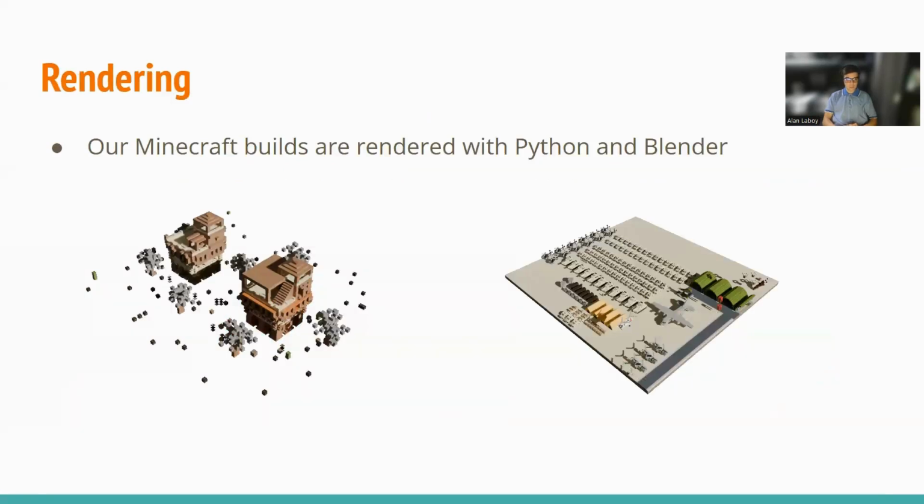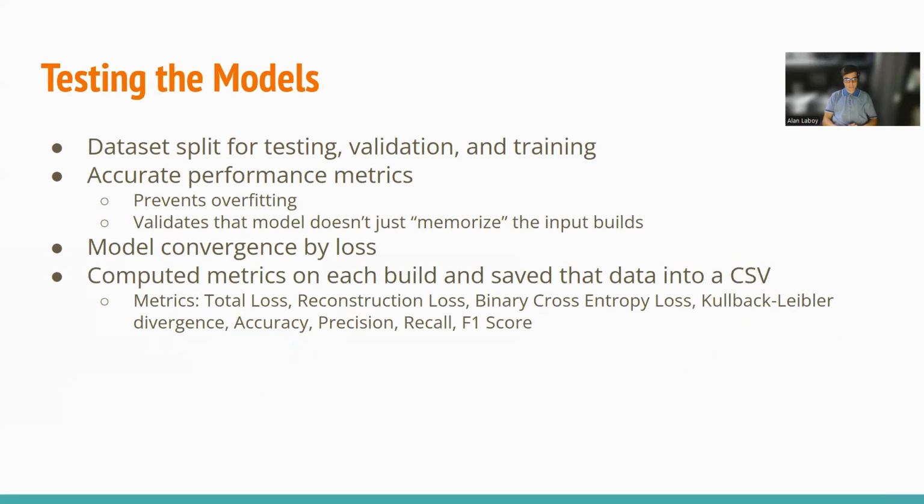We rendered all of our builds using Blender and Python. We automated the process to make sure that we can get very quick feedback on the builds that the AI model makes. Testing this model is not a completely straightforward task, but we've employed different methods to help us measure the quality. First, we use dataset splitting to make sure our model loss is accurate, and this furthermore makes sure that we don't get an artificially high notion of performance due to the model just memorizing the data rather than learning. We also measured our model performance with a variety of different literature-backed methods like reconstruction loss, binary cross entropy, Kullback-Leibler divergence, and everything else you see on that bottom bullet.